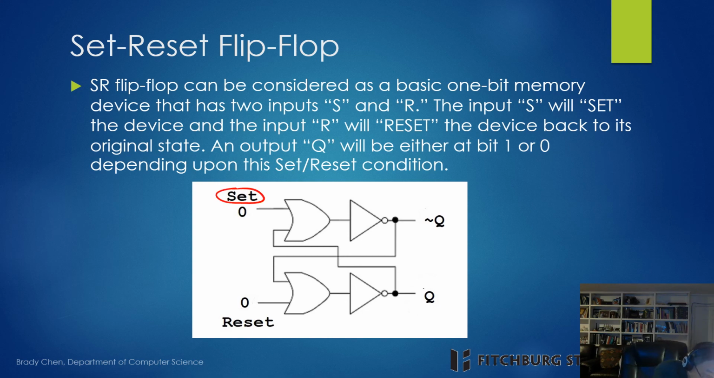One input is called the set input, sometimes we just use S. The other input is called the reset input. And there's an output, Q, and the other one is tilde Q, which is the complement of Q. So the input S will set the device, and the input R will reset the device back to its original state.